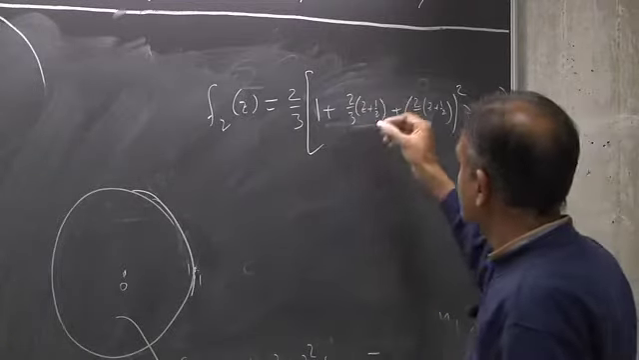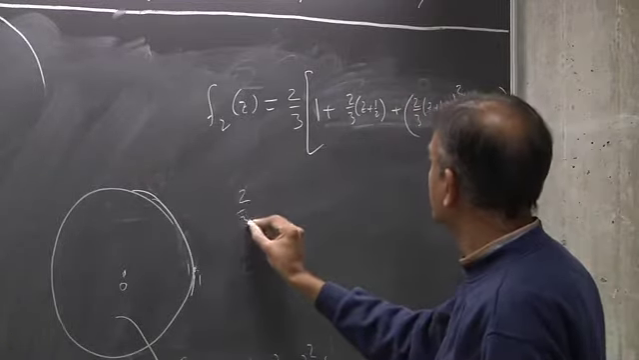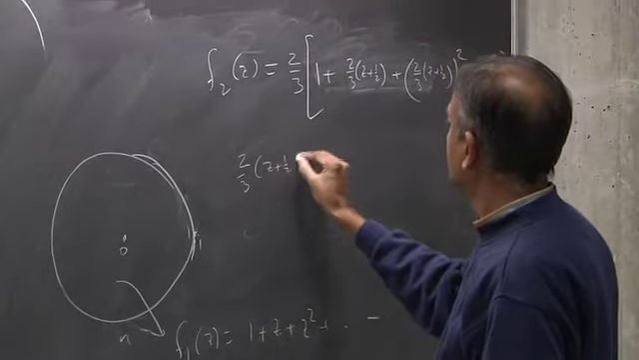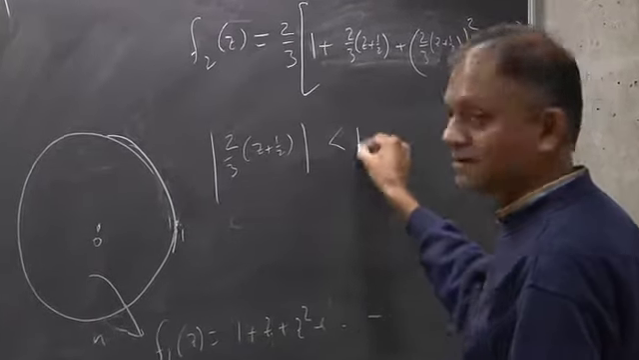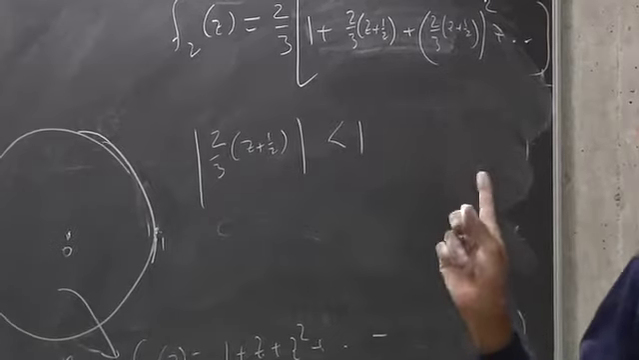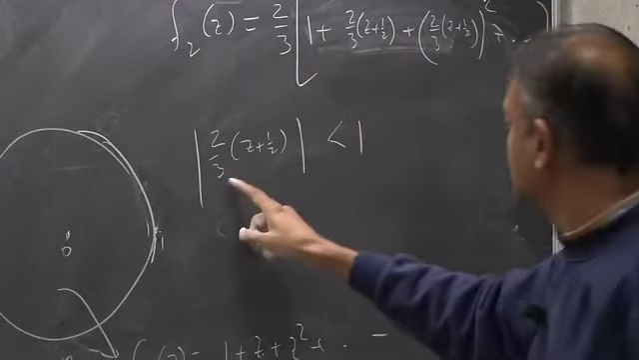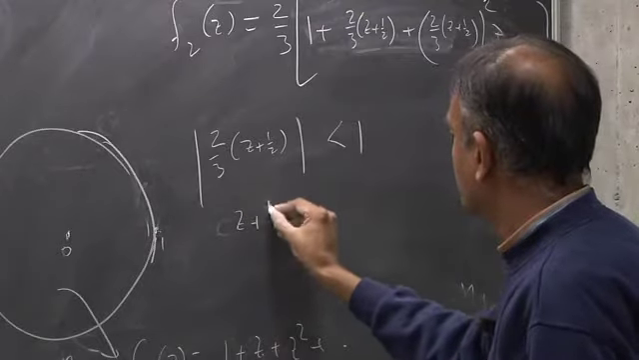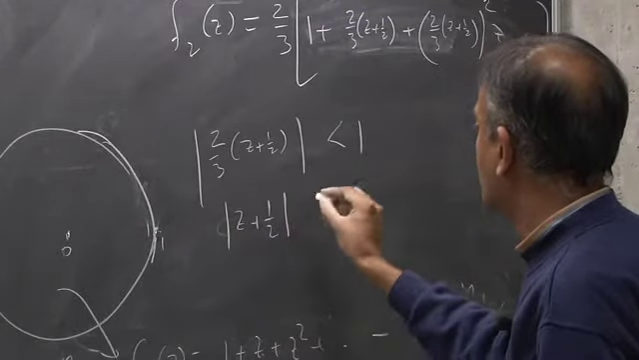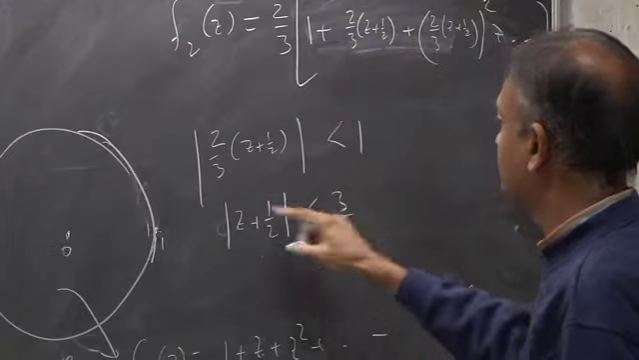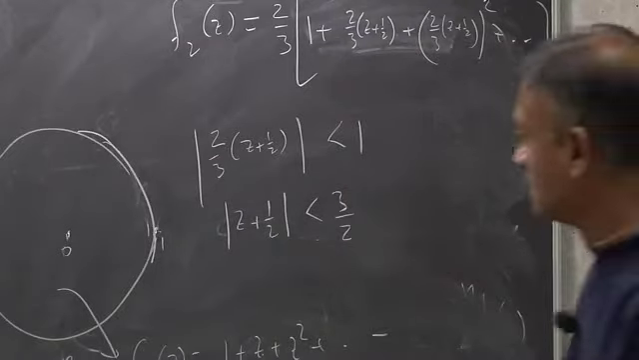So this series is convergent so long as the modulus of 2/3 z plus half is less than 1, right? This is convergent because it's a geometric series just with that variable. That means this series is convergent so long as the modulus of z plus half is less than 3 half, right? So now what is the picture of that?